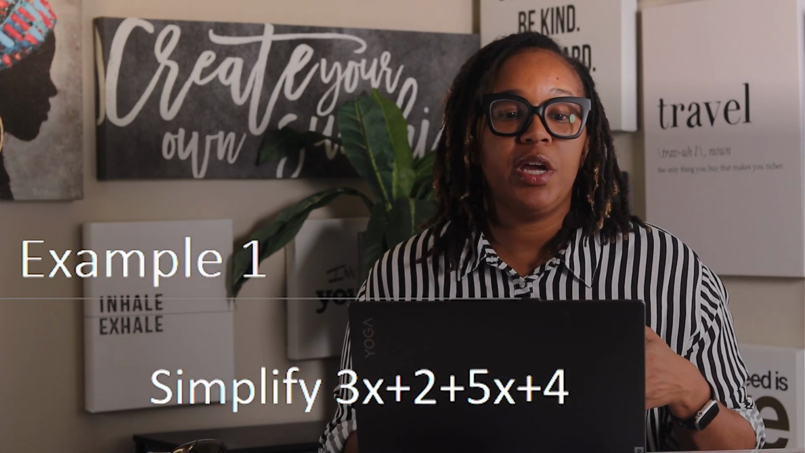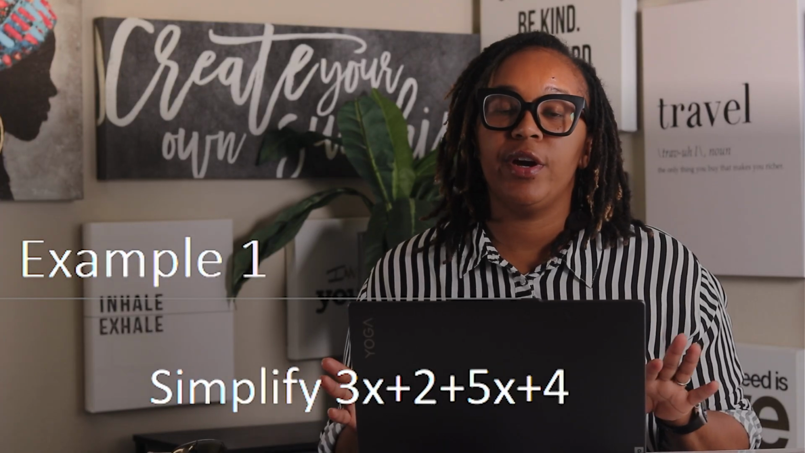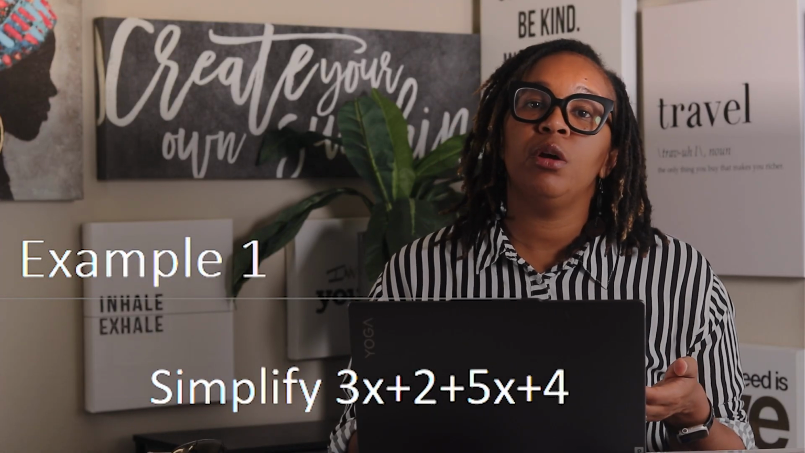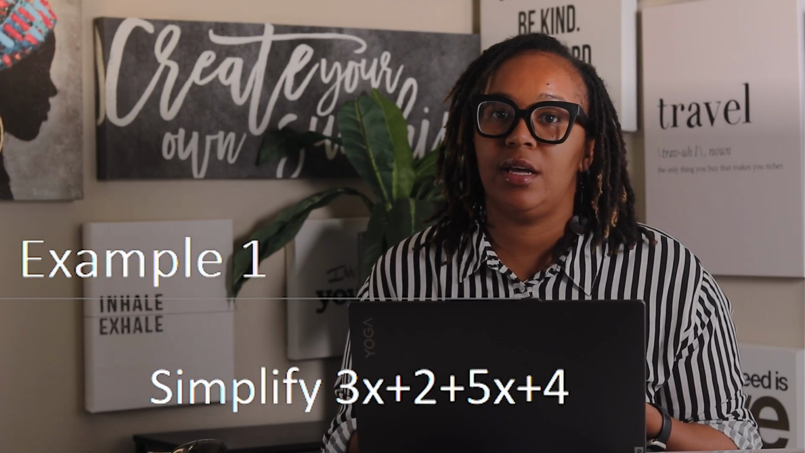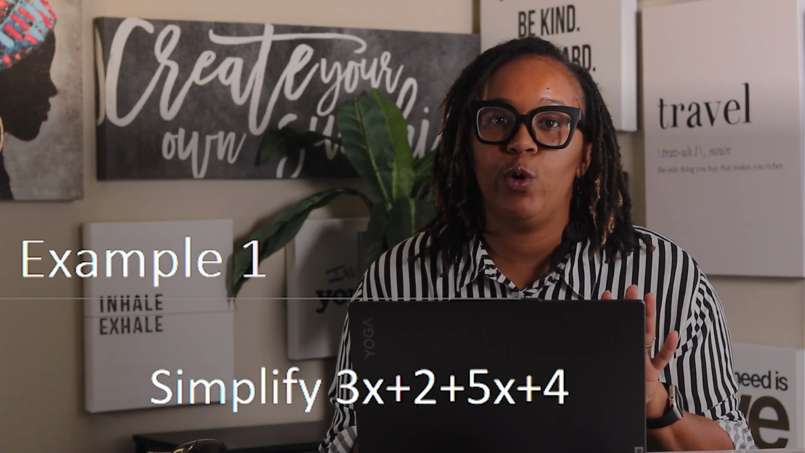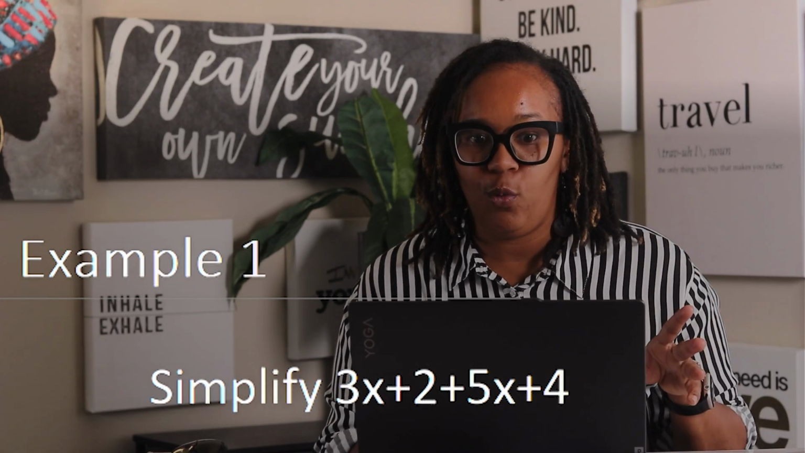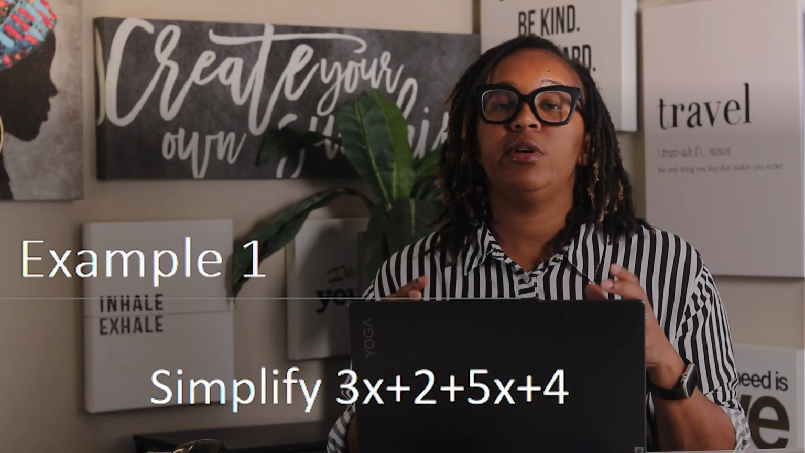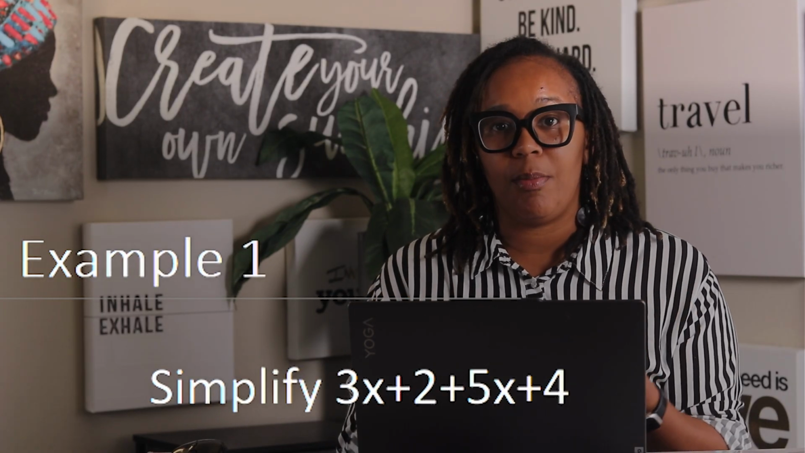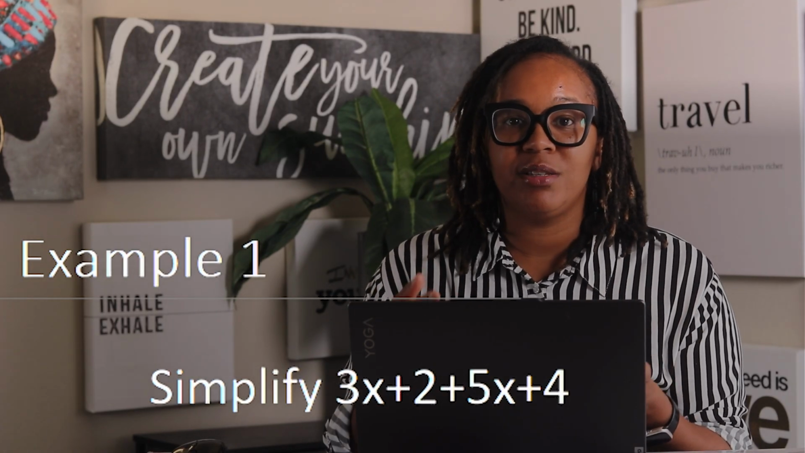So let's look at some examples. In this first example, we're going to simplify 3x plus 2 plus 5x plus 4. First we have to understand that our terms are separated by plus and minus signs. So in this particular example, we have 4 terms: 3x is 1, 2 is 1, 5x is 1, and 4 is 1. But what we want to do is find the like terms and combine them together.